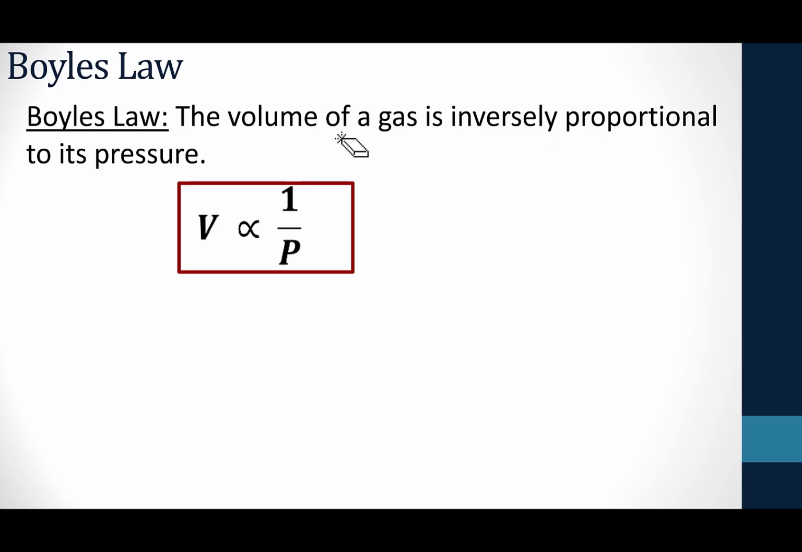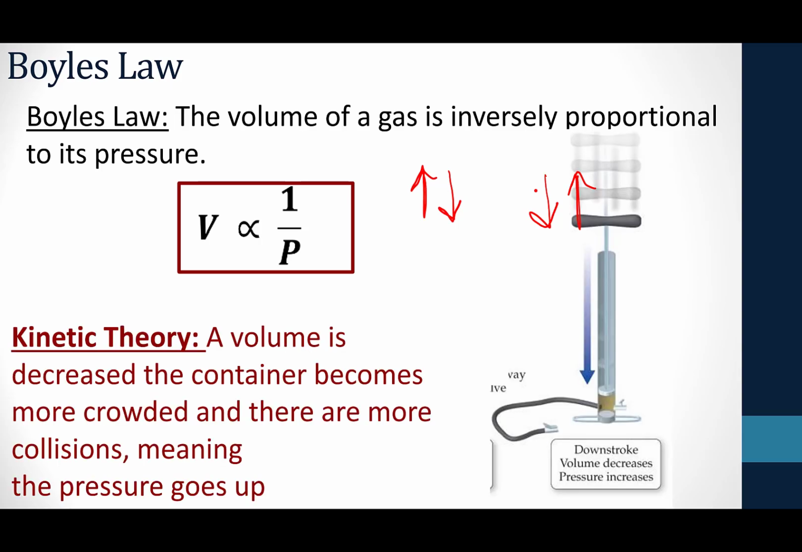So what does it mean that the volume of gas is inversely proportional to pressure? Well, inversely proportional means this. One goes up, the other goes down, or if one goes down, the other goes up. So that's what inversely proportional means. So if we increase volume, we're going to decrease pressure. And if we decrease volume, we're going to increase the pressure. That's inversely proportional.